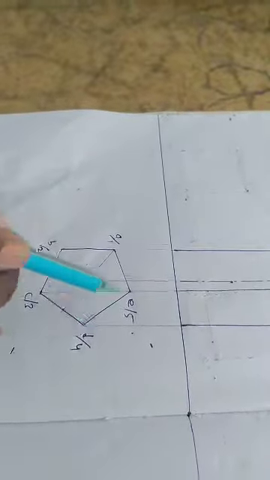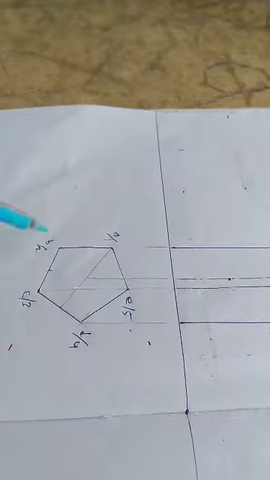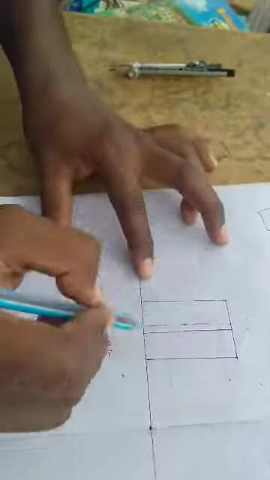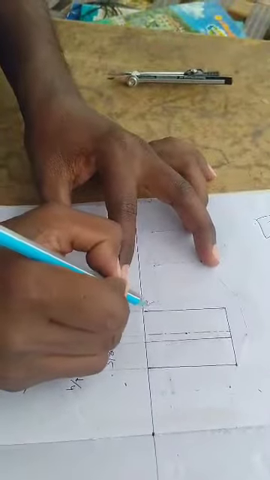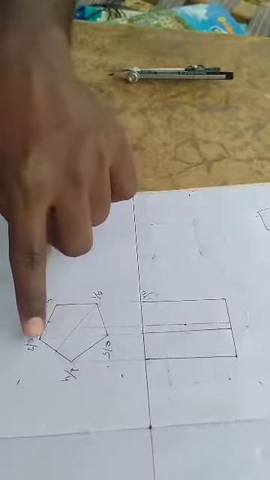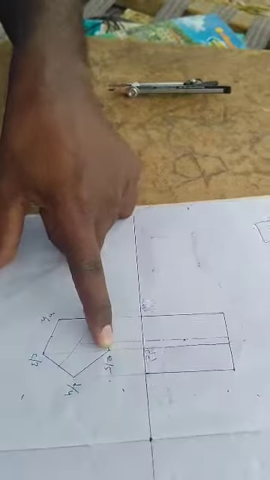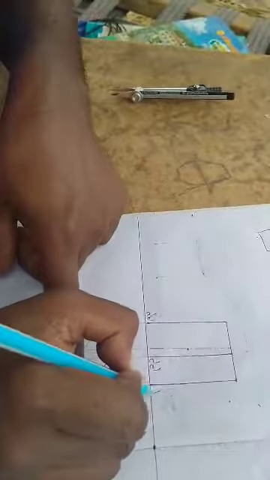A, B, C, D, E. The edges are AB, BC, CD, DE, and next we have EA also. These are the 5 edges. Next, in the front view projection, this is A dash, B dash. Next, from C, E, this is C dash, E dash. Finally, this is D dash.